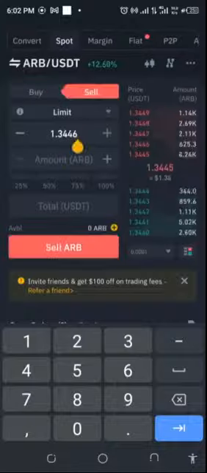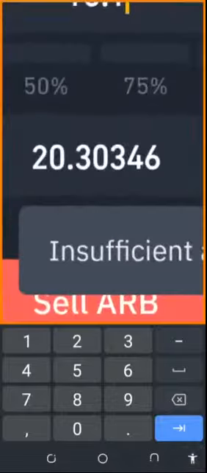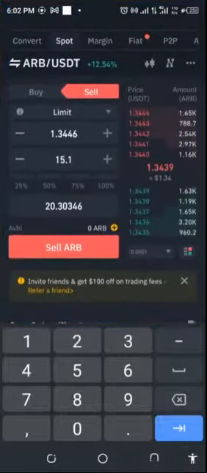Let me even see, using this current price, what it will be. Okay, let's assume that we use this current price. We're going to get how many? We're going to get 20.30. That's 1.5%. Okay, that looks good.